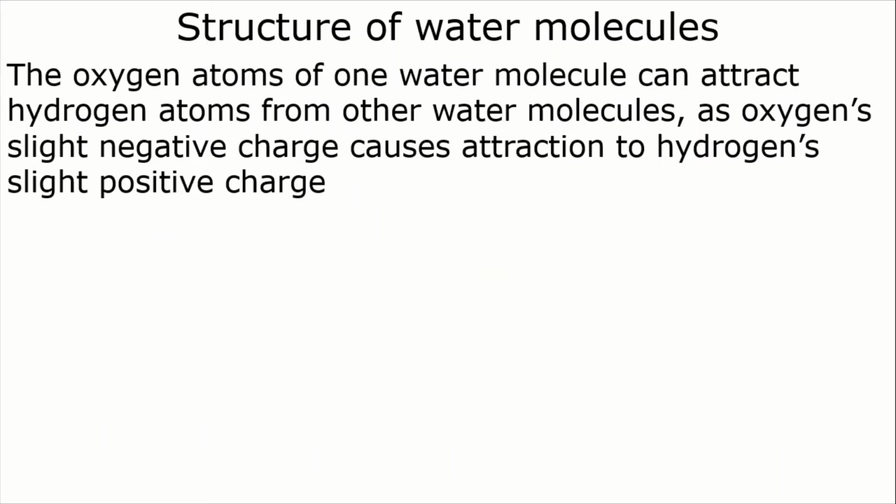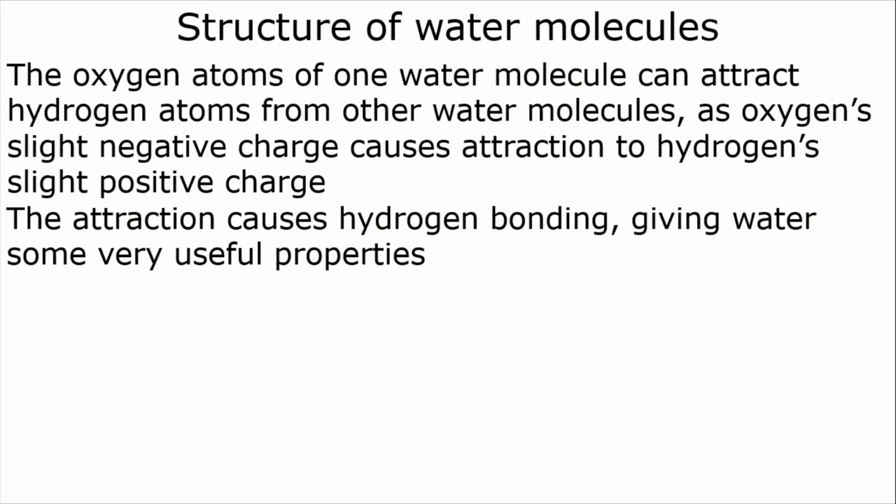And because of this polarity, the oxygen atoms in one water molecule can attract hydrogen atoms in other water molecules. And this is because oxygen exhibits a slight negative charge and therefore is attracted to the slight positive charge on hydrogen atoms. And this attraction causes something called hydrogen bonding to occur, and this gives water a lot of its really useful properties.